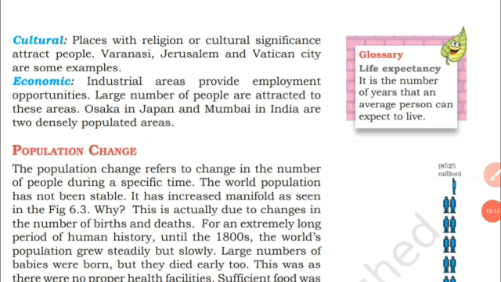Okay, students, read these topics attentively. The rest of the part of this chapter we will discuss in our next lecture.